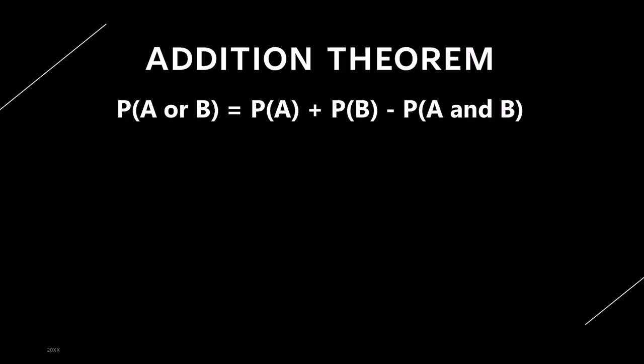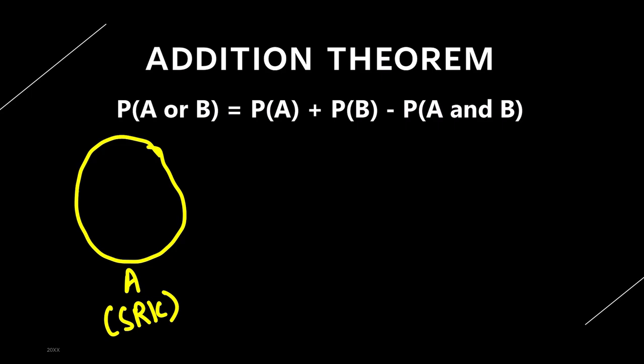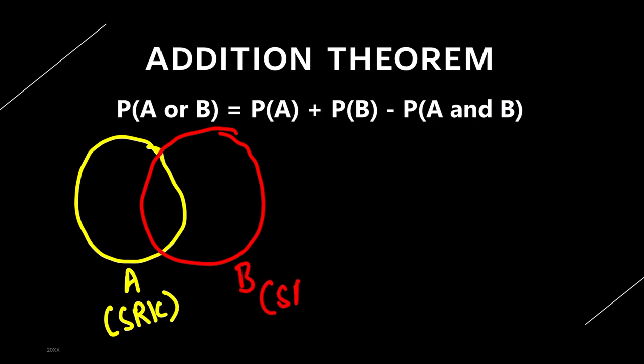So let's start with the addition theorem. This you have already seen in set theory. Event A means the probability of A happening, that is, the probability that people are going to watch the Shah Rukh Khan movie. And there is another event, B. B means people who are watching Salman Khan movies. Now, what does this represent?